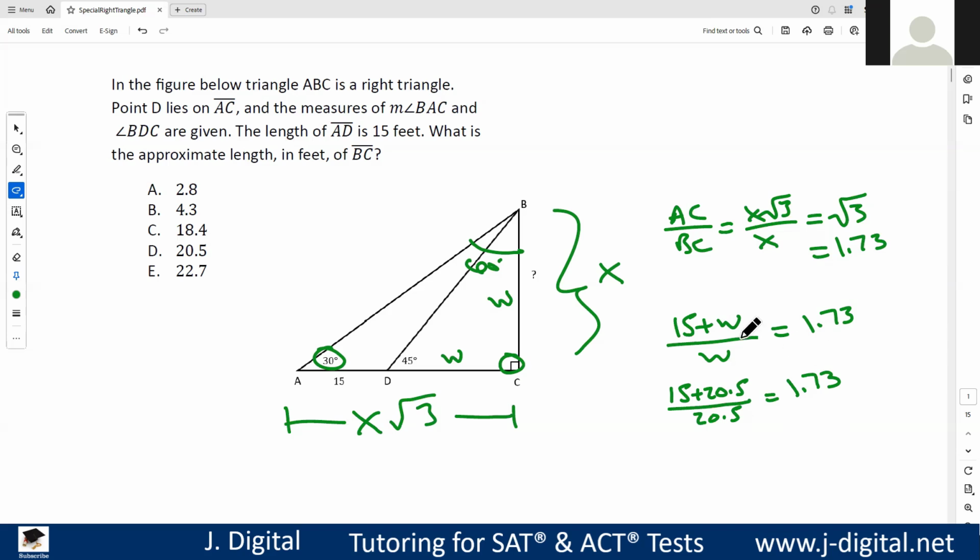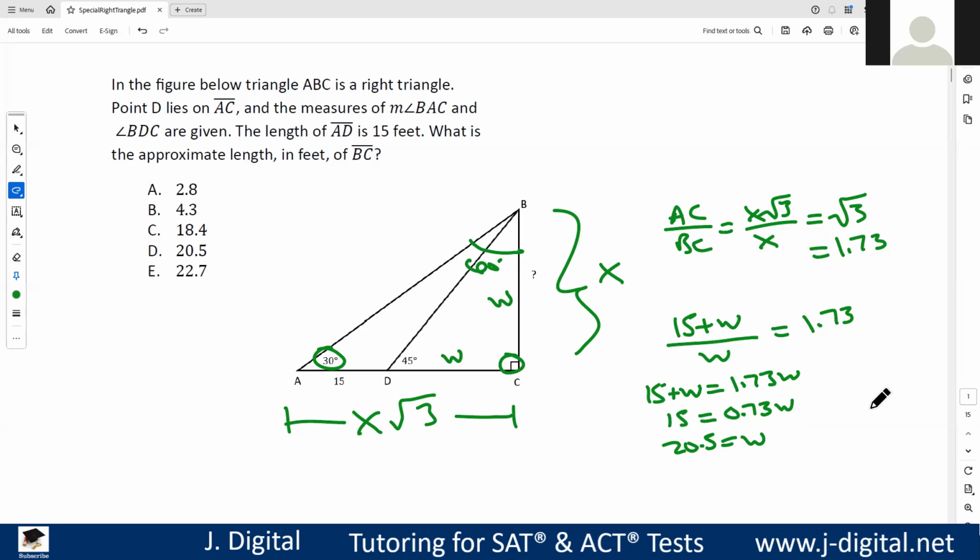You could just solve for W here instead. So if I did that, I would multiply both sides by W. 15 plus W equals 1.73 W. Then I'll subtract 1 W from both sides, give me 15 equals 0.73 W. Then divide both sides by 0.73. And that'll give you about the 20.5 there.